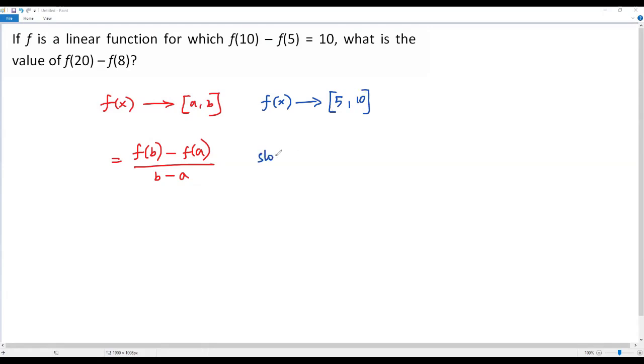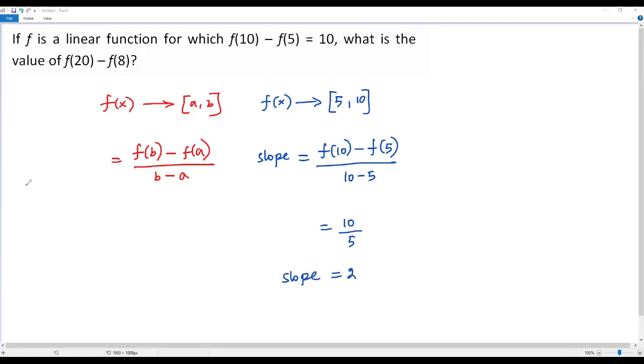Now let's get the slope of this function f(x). We already know the same formula for rate of change can be used to get the slope. So the slope is equal to f(b), where b is the right side boundary value, that is f(10), minus f(a), where a is the left side boundary value, that is 5, divided by 10 − 5, that is b − a. We already have the value for f(10) − f(5), which is 10. So we plug in 10, and get 10 divided by 10 − 5, which is 5. When I divide 10 by 5, I get 2. Now I have the slope of the function f(x), that is 2.